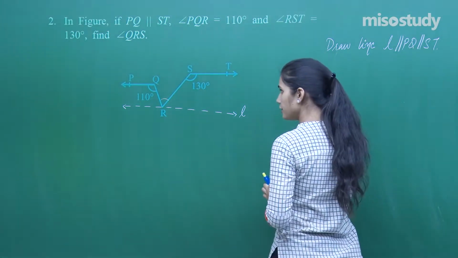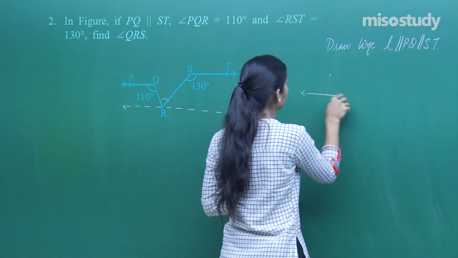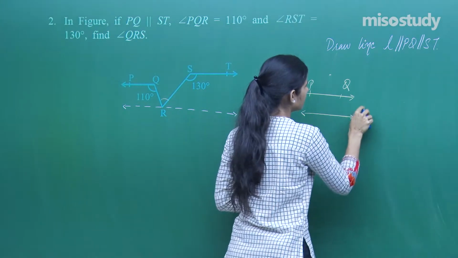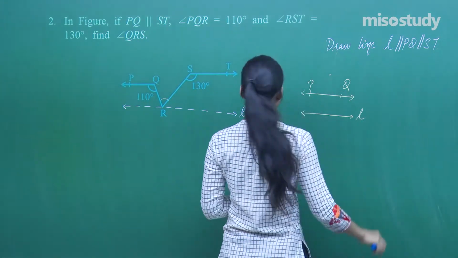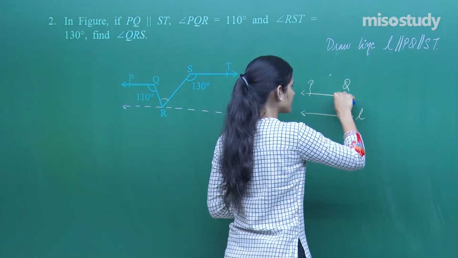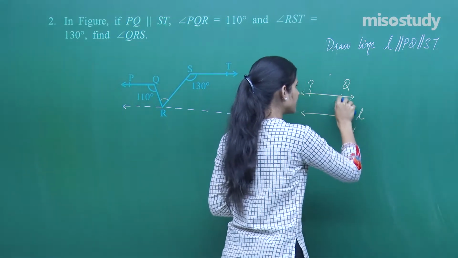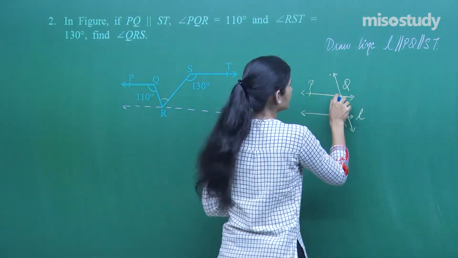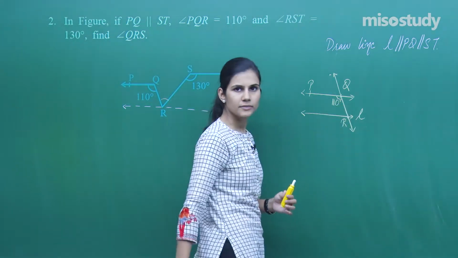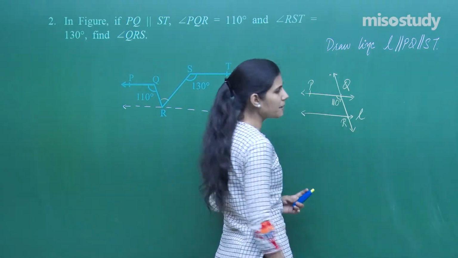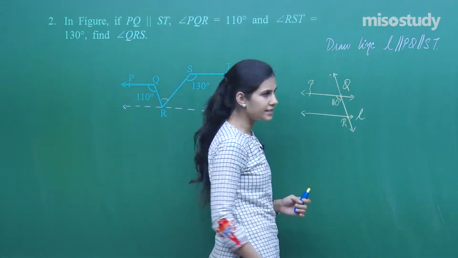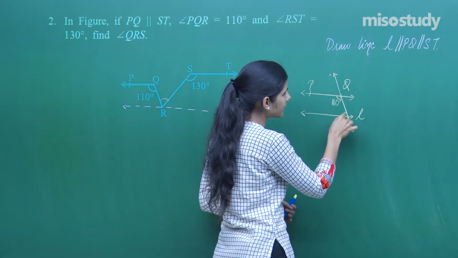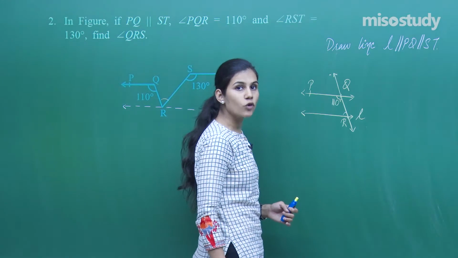Now if you carefully observe, what do I have? I have this line PQ and I have this line L. Let me extend this. So this point is R and I have this angle as 110. This line and this line are parallel to each other. This is like the transversal intersecting these two lines PQ and L at two distinct points. What is this angle and this angle? These two are forming a pair of co-interior angles.